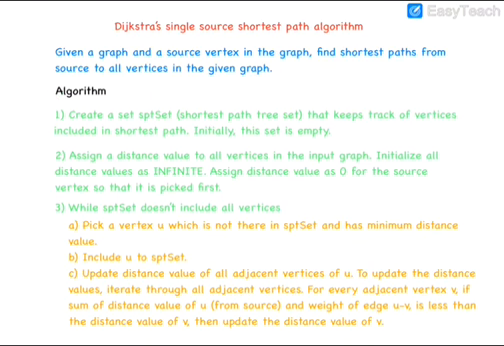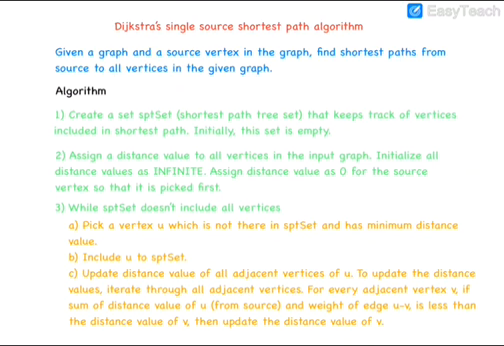The algorithm of Dijkstra is, let us see, the first step is to create an empty set, which we will be calling the SPT set, that is the shortest path tree set. The set will be containing all the vertices which are included in the shortest path. Initially that set will be empty, that is, we have not found the shortest path vertices.